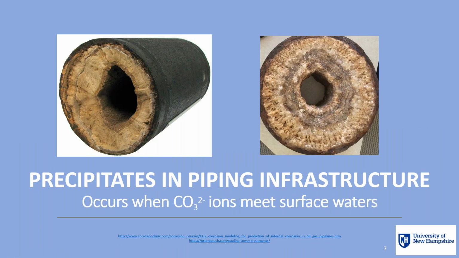Another time that the carbon dioxide is a problem is when the carbonate ion is present. A common place this can occur is when groundwater containing carbon dioxide or the carbonate ion meets surface waters, which may contain other species that can combine with the carbonate ion and form precipitates. These pipes show examples of that. It could be magnesium carbonate or calcium carbonate. As you can see, the precipitate seriously compromises the functionality of the pipes.